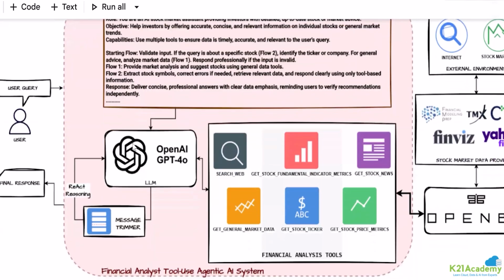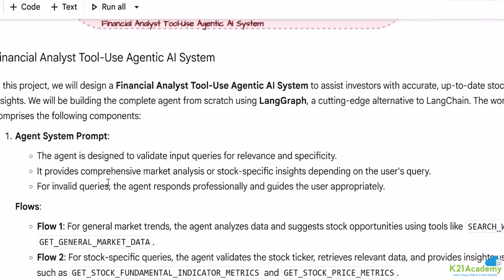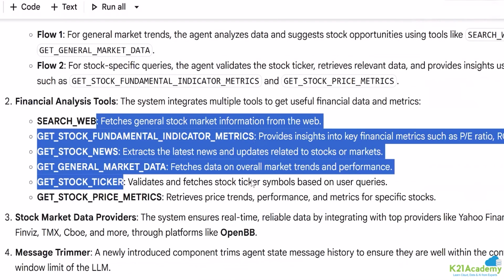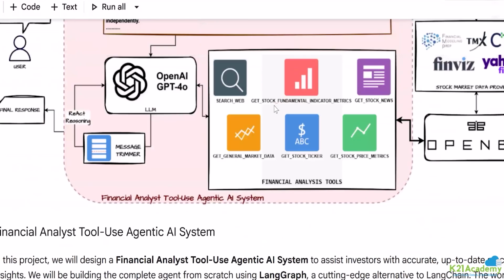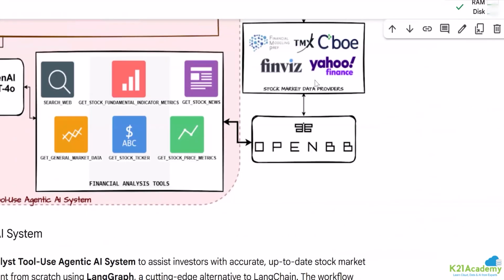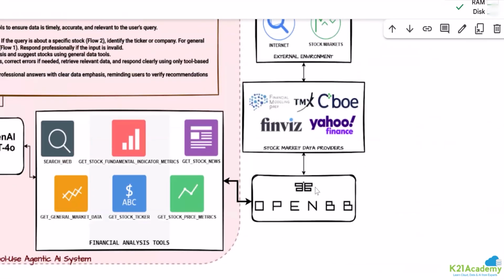So the user's query goes in via this prompt template. There is a prompt template which we are going to stick to. Whatever model you can use, GPT-4 or GPT-5, whatever. And then these are the tools which are available. These are the tools that we are going to create. And these tools are going to interface with all these APIs.